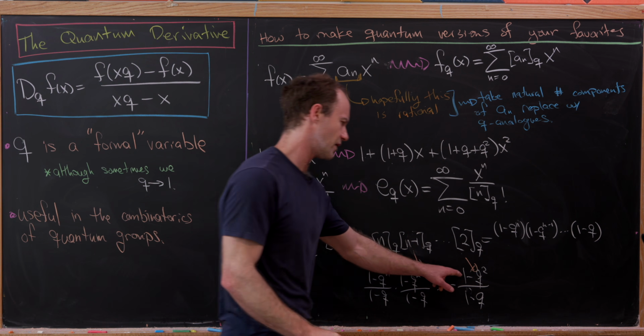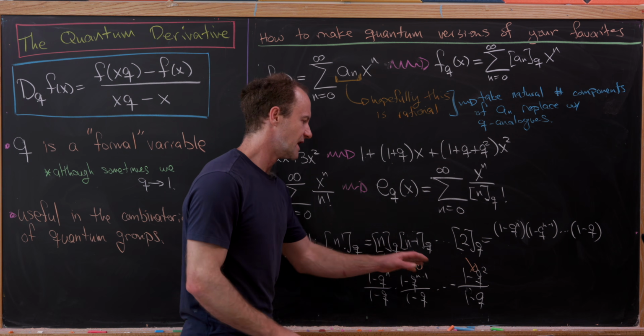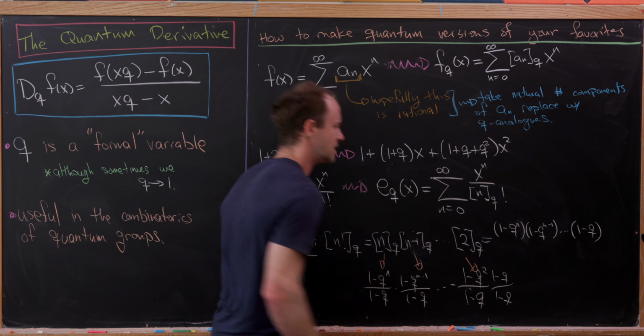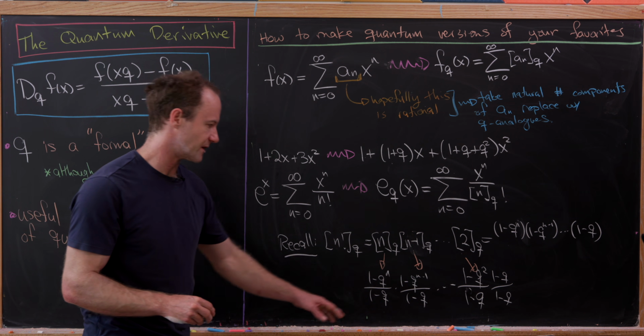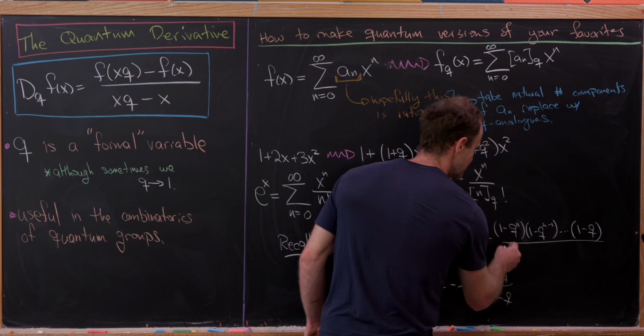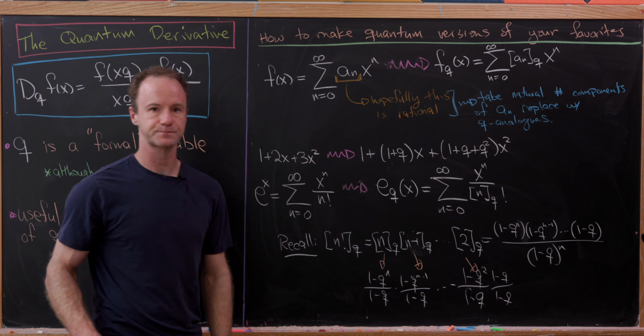You might say, well, here we stopped at 1 minus q squared, but I'm actually going to include another 1 minus q over 1 minus q just to fill this out. And then we've got a product of a bunch of 1 minus q's. How many? Well, there are exactly n. So we might write this as 1 minus q all to the n power.